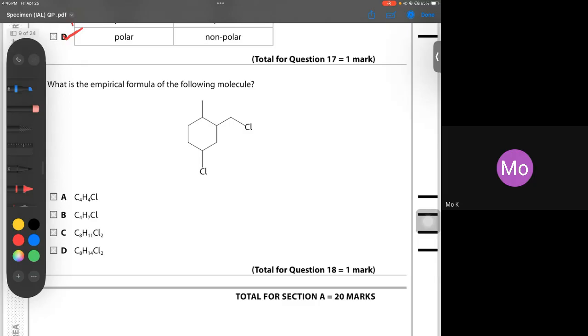Okay. What is the empirical formula of the following molecule? It's a baby question.